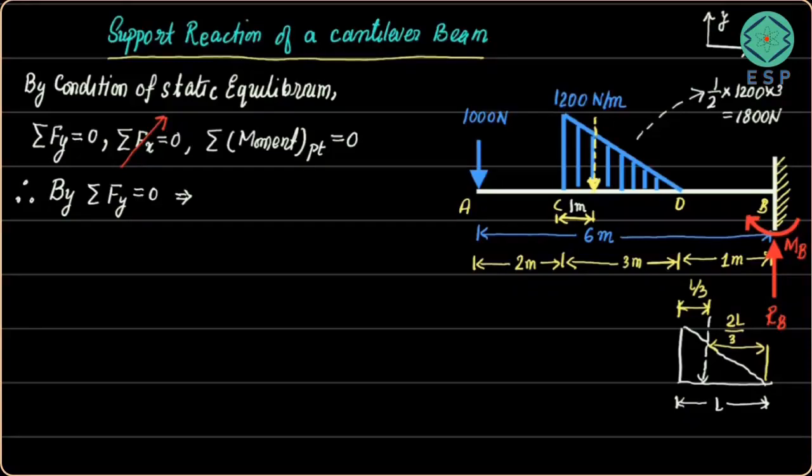Okay, so now by considering this point load which is of 1800 newtons, and by considering this point load which is 1000 Newton, we are going to calculate the support reaction and moment reaction. Okay, this is the procedure we are going to follow. So let's do it. So I'm going to take first forces in the vertical direction.